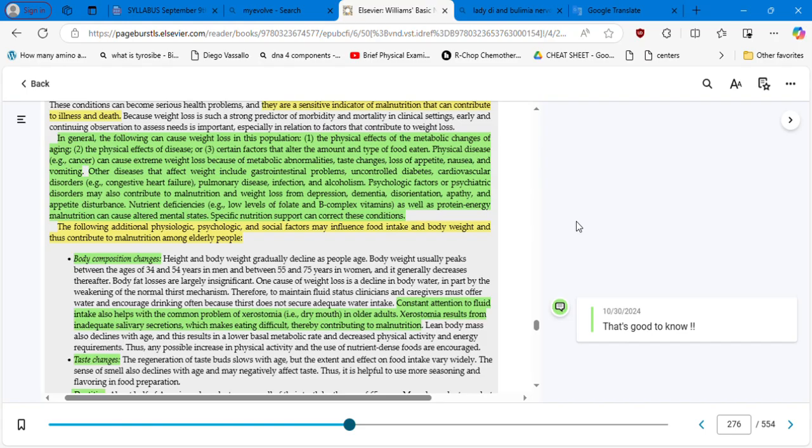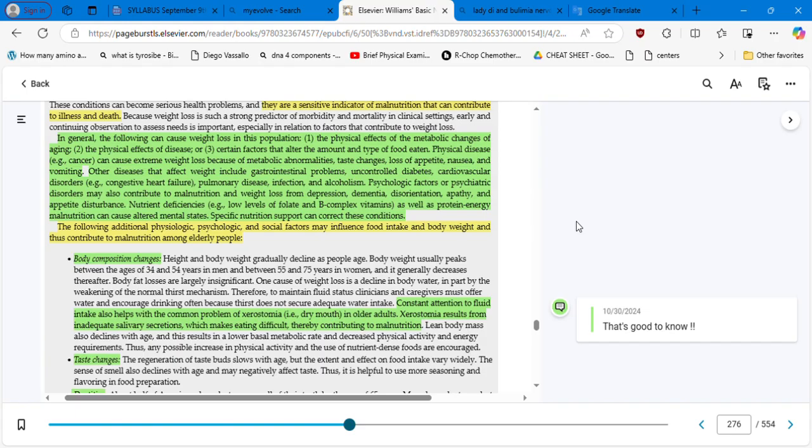The patient is coming with specific comorbidities. Three, certain factors that alter the amount and type of food eaten. Physical disease, for example cancer, can cause extreme weight loss because of metabolic abnormalities, taste changes, especially if they are receiving chemotherapy. There is a change in the taste as a consequence of medication. Loss of appetite, nausea, and vomiting, all consequences of medications, right? Other diseases that affect weight include gastrointestinal problems, uncontrolled diabetes, cardiovascular disorders, congestive heart failure, pulmonary disease, infection, alcoholism.